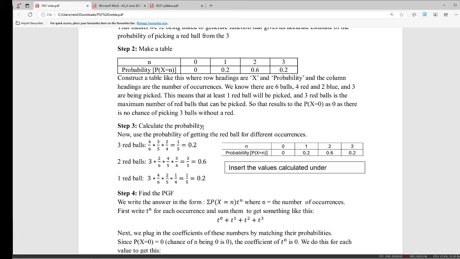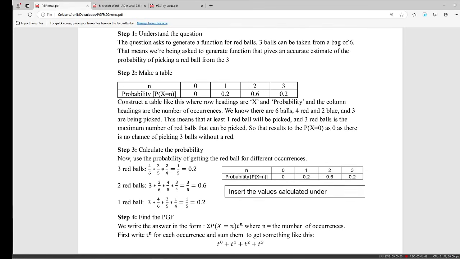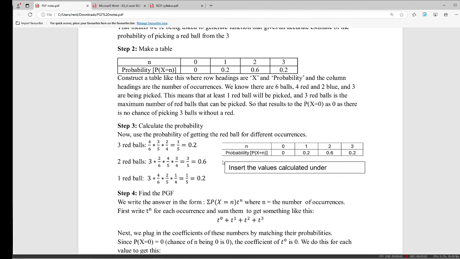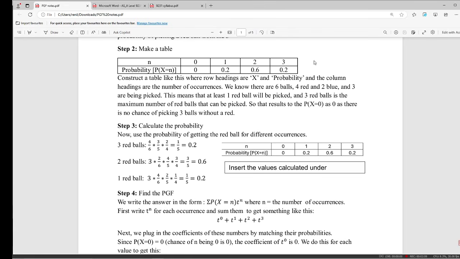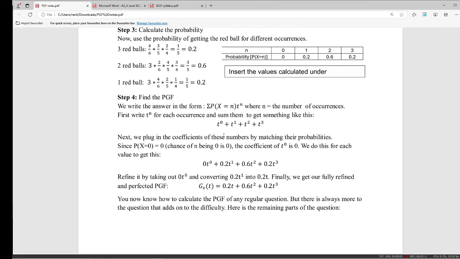Next step is to find the PGF. Whenever we have one successful occurrence, we have t to the power of 1. If we have 2, we will have t to the power 2, and 3 will have t to the power 3. If we have 0, we have t to the power 0, which is just 1, so it doesn't matter. To write the PGF when n equals number of occurrences, first write t to the power n for each occurrence. Since there are 4 possible occurrences, we should write t to the power 0 plus t to the power 1 plus t squared plus t cubed.